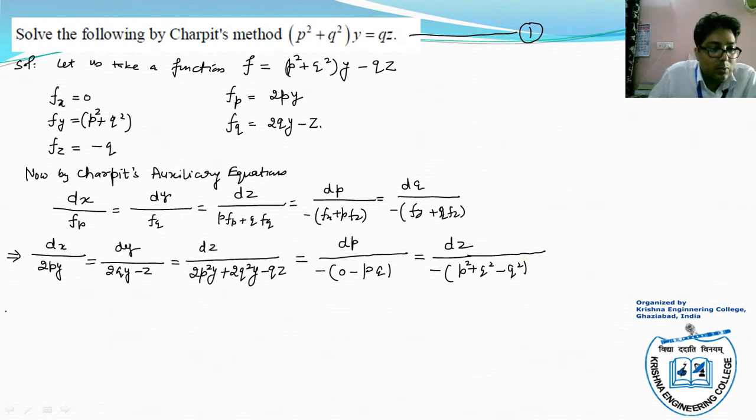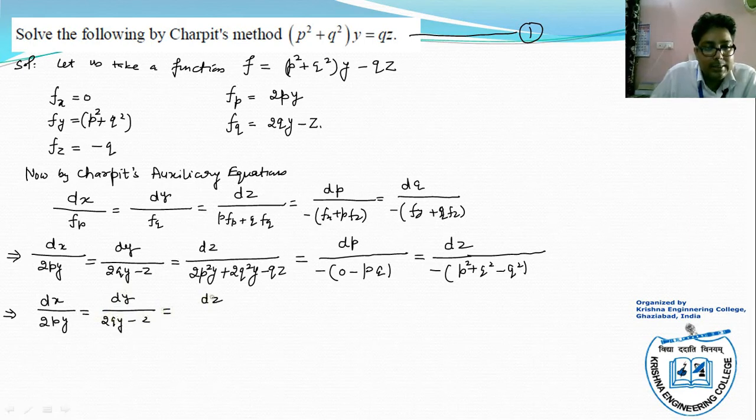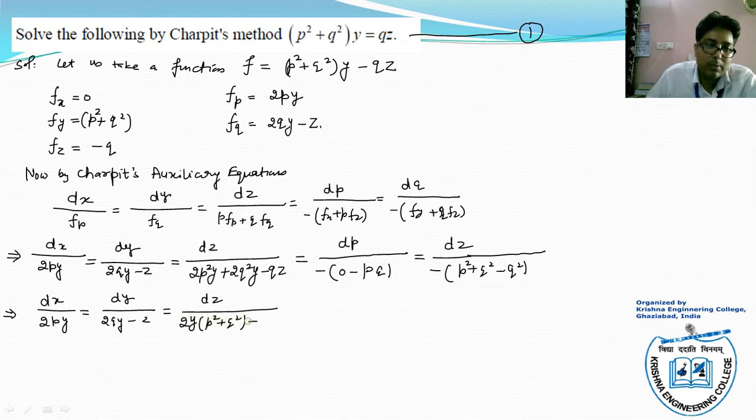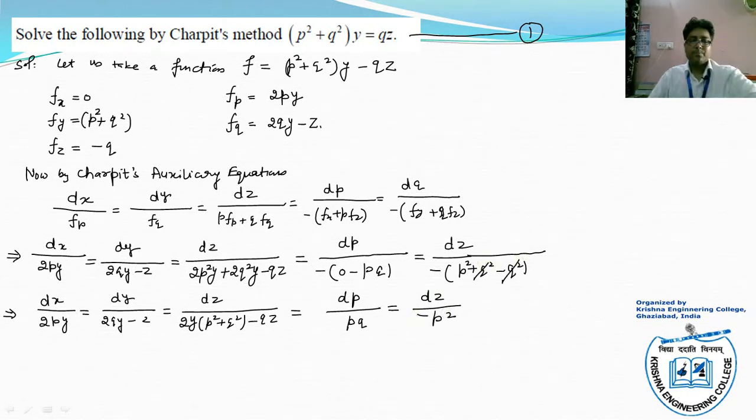Clear? Now this becomes dx upon 2py equals dy upon 2qy minus z equals dz upon 2y times (p squared plus q squared) minus qz, equals dp upon pq equals dq upon minus p squared, since q squared cancels. Clear? Now we find a solution for p or q.